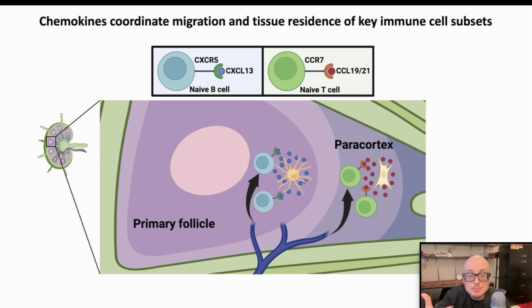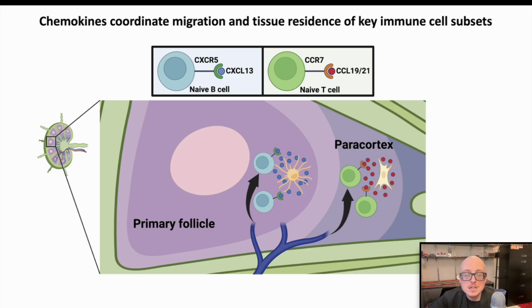And equally importantly, how do they stay there? How do they stay segregated in these discrete anatomical sites? Why don't naive B cells cross over into the paracortex and vice versa for naive T cells? The answer to that is chemokine signaling. So within these two locations, there are unique chemokine signals that exert strong chemotactic pressure for these two populations of lymphocytes to come in and to stay.